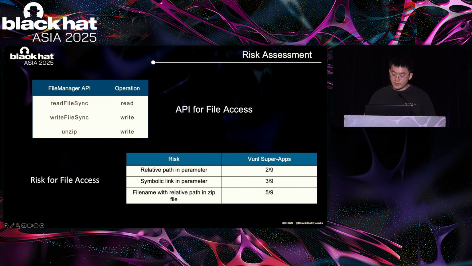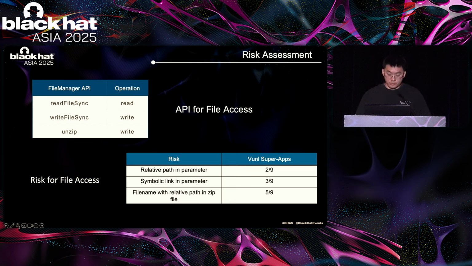Let's start by analyzing the functions related to the file system. After studying 9 applications, we identified the following common APIs: read file, write file, and unzip. We do security tests for these APIs, trying to access or override files outside the mini app storage space. For example, reading the super app's cookie file or overriding executable files such as DEX, APK, or SO files, which may cause remote code execution.